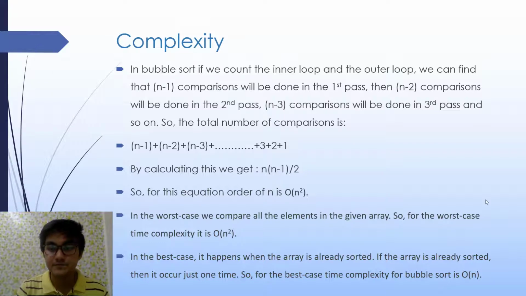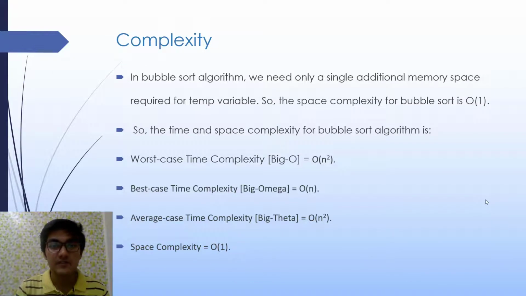Next, this is for space complexity. In the bubble sort algorithm, we need only a single additional memory space for the temp variable. Just one single additional memory space where we put the temp variable. So the space complexity for bubble sort is big O 1.